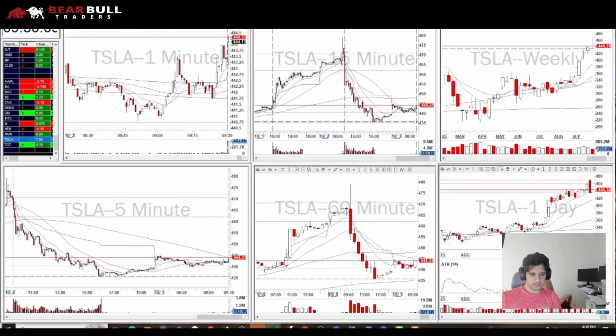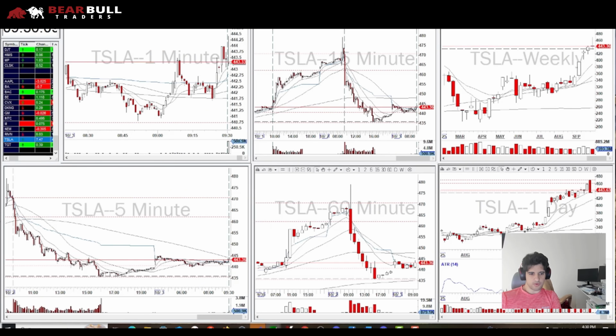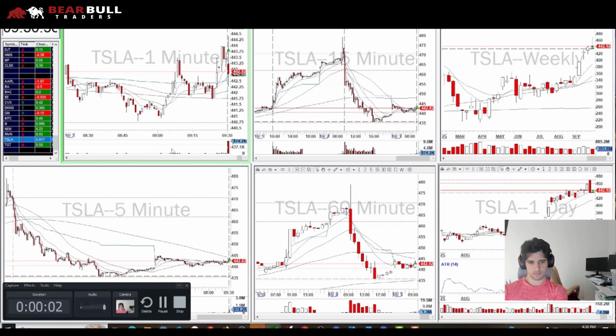Market opened. It's giving a small bullish price action. I'm going to go long here because it is probably gonna go squeezed.